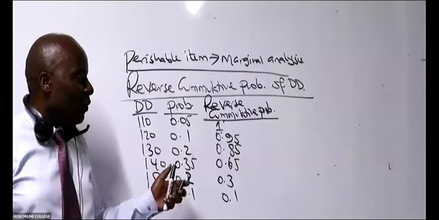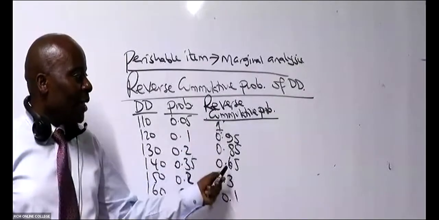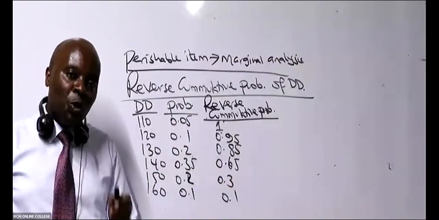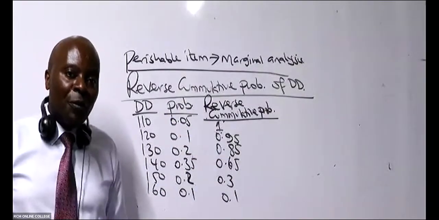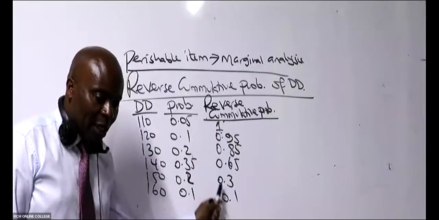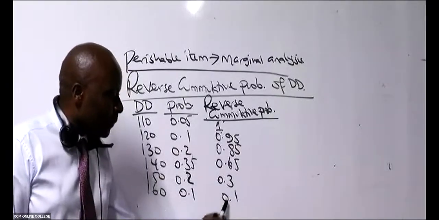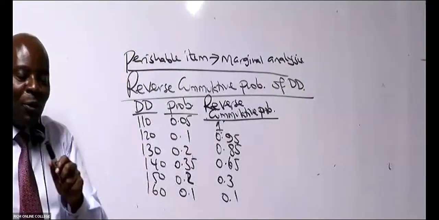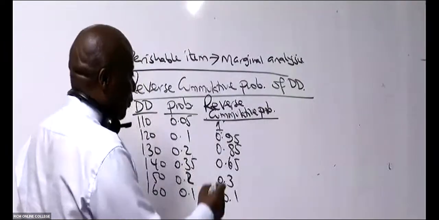So basically, whenever you want to get these reverse cumulative probabilities, which is an approach applicable to perishable items in inventory management, I must accumulate these probabilities from down here upwards. But now remember, you have your optimal probability of success. Do you remember that figure?